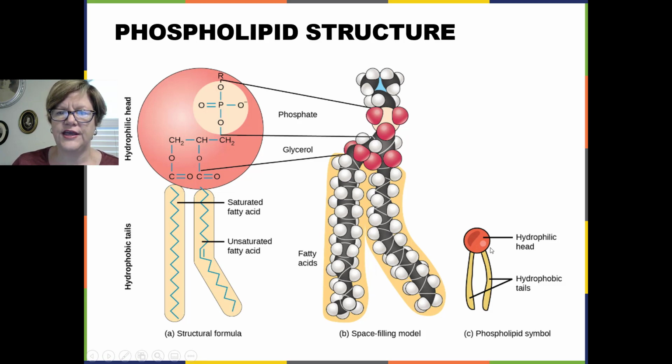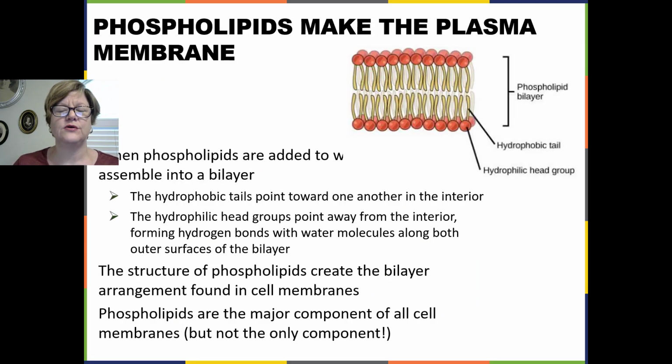We have a little circle for the head, 2 little lines for the tails. So you do need to recognize the structure, but it could be drawn just simplistically like in part C of this image, or it could be drawn out with the more detailed chemical structures like A. So you need to be able to recognize it. So when you have a lot of phospholipids together, we use that little sketch. We use the circle with the 2 tails. So the hydrophilic heads and the hydrophobic tails.